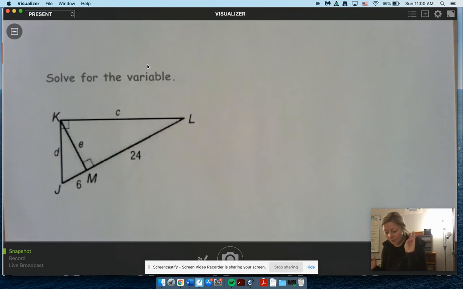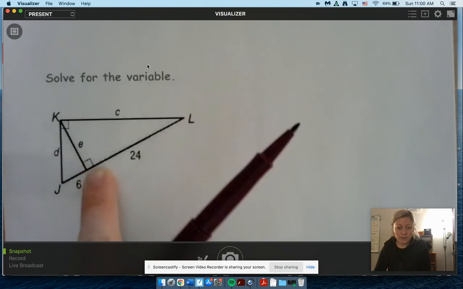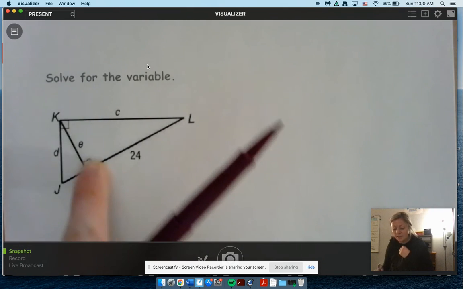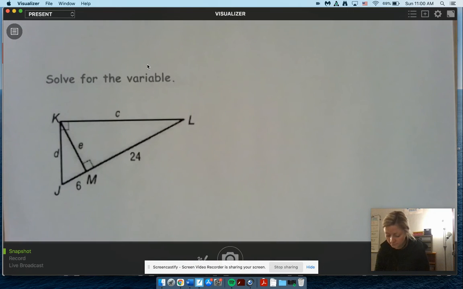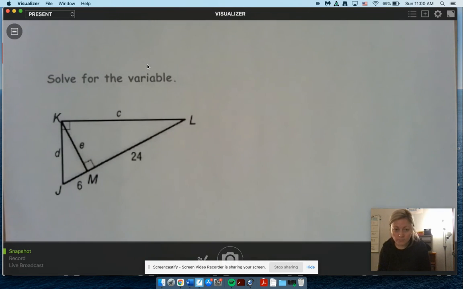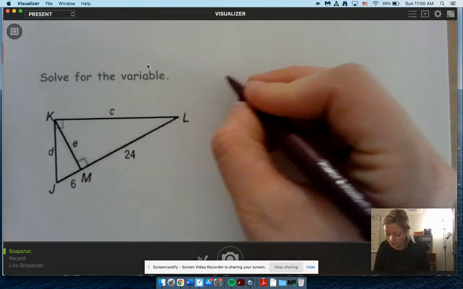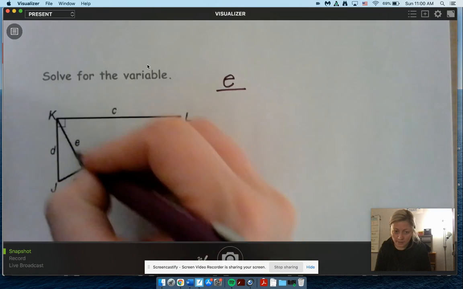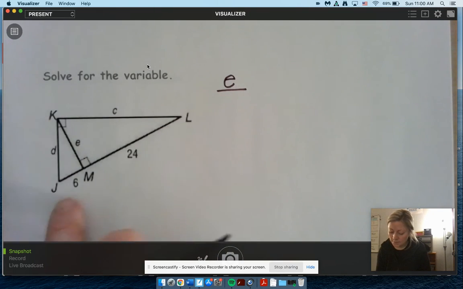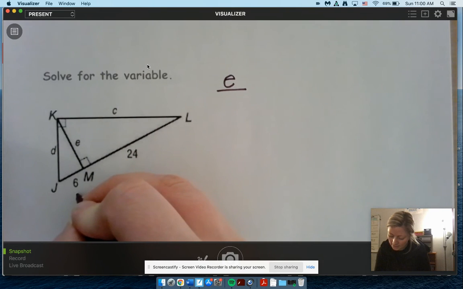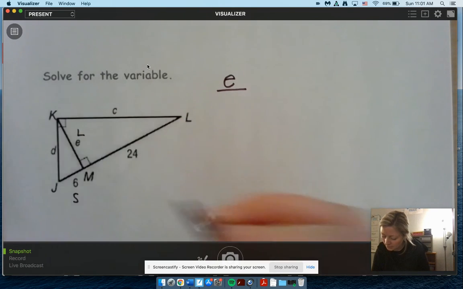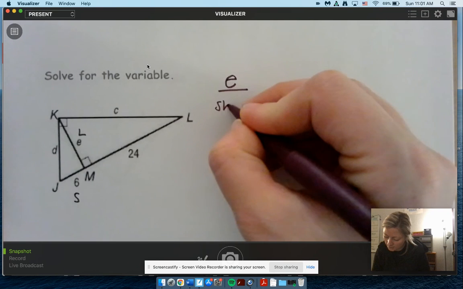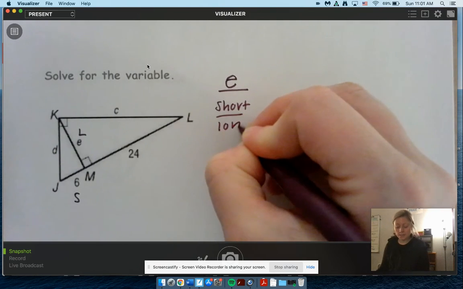We have 3 variables we're looking for, E, D, and C. It's always easiest if you start with the middle one, in my opinion, if you're able to. So let's first find E. Okay, so I'm going to have E right here. If I look on this left triangle here, 6 would be my short side. E would be my long. So we're hopefully going to use short and long. Okay, that's our key. That's telling us what to do.